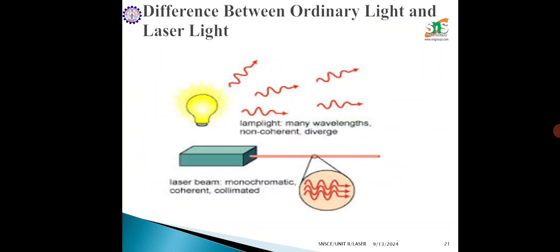If we see the difference between ordinary and laser light sources, we can compare them using these characteristics: directionality, intensity, monochromatic nature and coherence. In directionality, a laser can travel a long distance, but an ordinary light source cannot. Intensity is more in a laser compared to an ordinary light source. A laser is monochromatic, but an ordinary light source is chromatic. And a laser is coherent, while an ordinary light source is incoherent. This is the difference we can see.